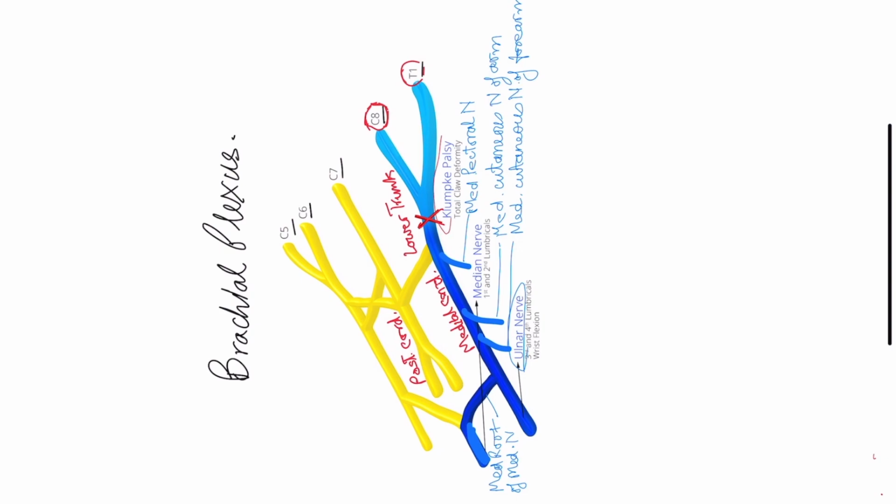So, talking about Klumpke's paralysis, remember that it's a complete claw hand. The reason being, of the 20 intrinsic muscles of the palm, 15 are innervated by the ulnar nerve, including the third and fourth lumbricals. The remaining five intrinsic muscles are innervated by the medial root of the median nerve, which includes the abductor, flexor, and opponens pollicis brevis of the thenar eminence, as well as the first and second lumbricals.